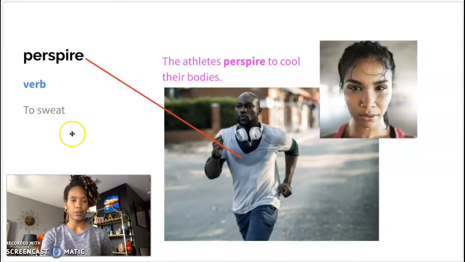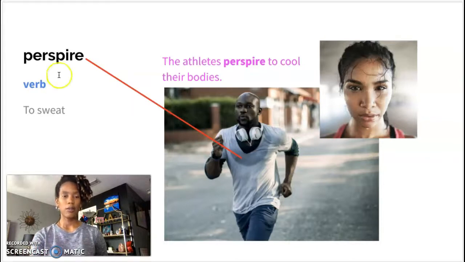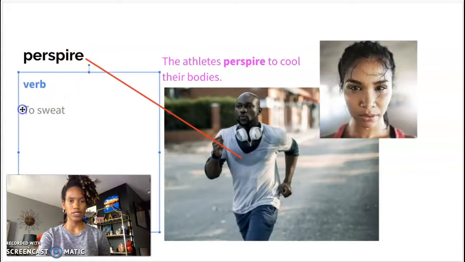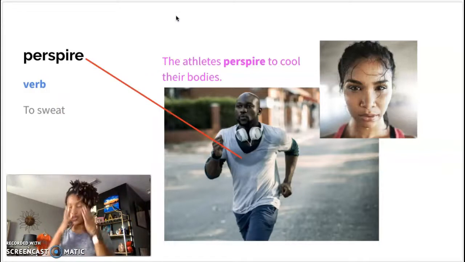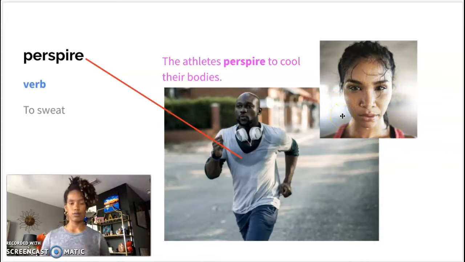Next word, repeat after me: perspire. Perspire. Perspire is a verb, which means it is an action. It is something that can be done. And perspire in basic terms is sweat, to sweat. So, for example, this morning when I was running, I was sweating. Okay, I have the word here, sweat. And as you can see on her face, she has some sweat from doing physical exercise. Okay.